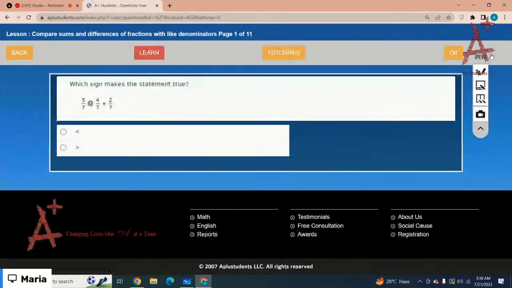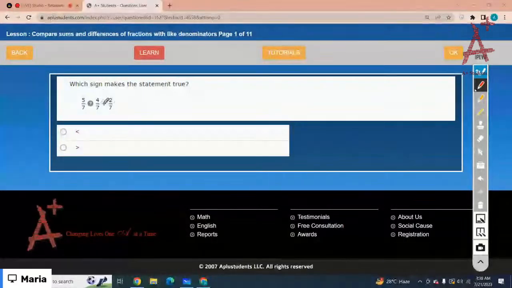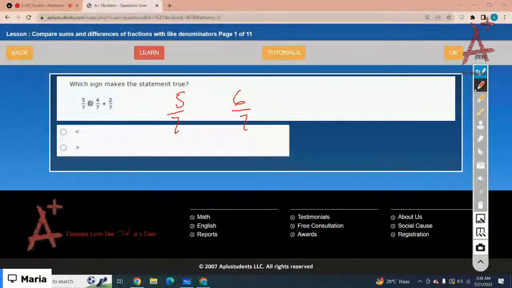Okay, 5 over 7 and you have to compare it to 4 plus 2. Just add 4 plus 2 makes 6 over 7. So which is the correct option? 5 over 7 is less than 6 over 7. So the correct option is less than. The correct option is option number 1.